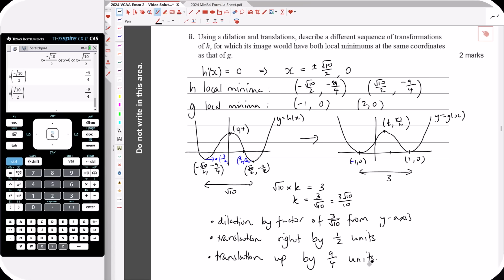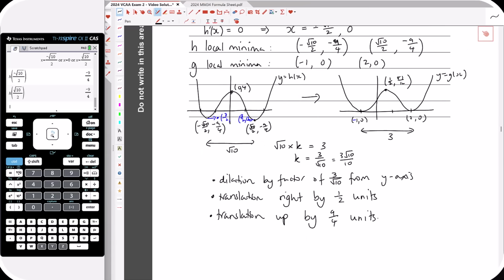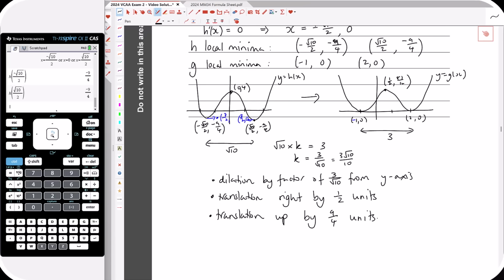So obviously the up by 9 on 4 is the only transformation affecting the y-coordinate, so it can go in any place in your order, but the dilation by a factor of 3 on root 10 from the y-axis needs to be before the translation to the right by half units. There would be an alternative sequence of transformations that you could do which would have the dilation afterwards, but that would be a more complicated dilation to think through. So that wouldn't be the only correct answer, but that's the most obvious correct answer.